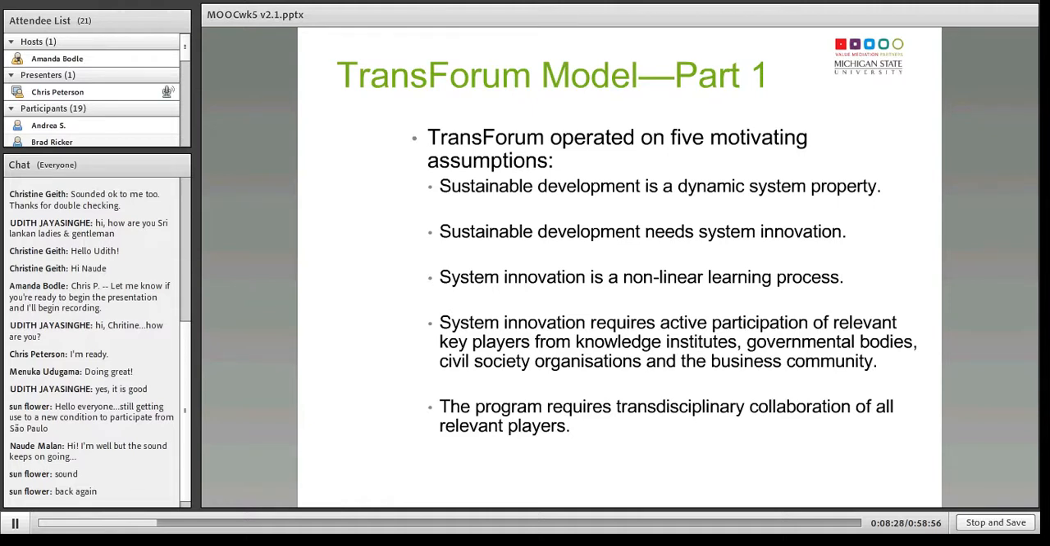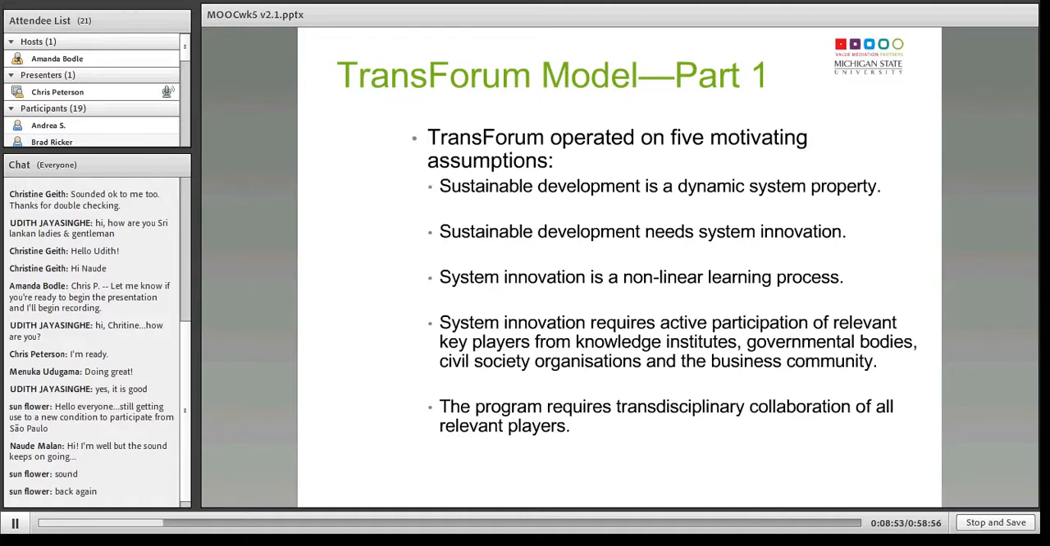The second key assumption was that sustainable development needs system innovation. Simply doing what we've always done will not be enough to get us where we need to be. We need to think about the hardware, software, and orgware of agriculture if we are really going to create innovation and move towards more sustainable trajectories.